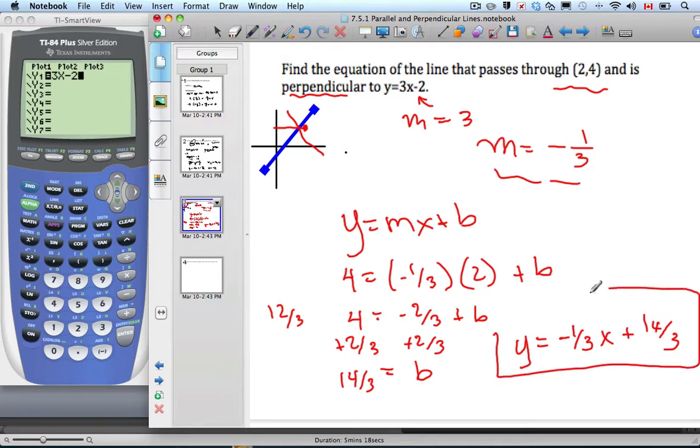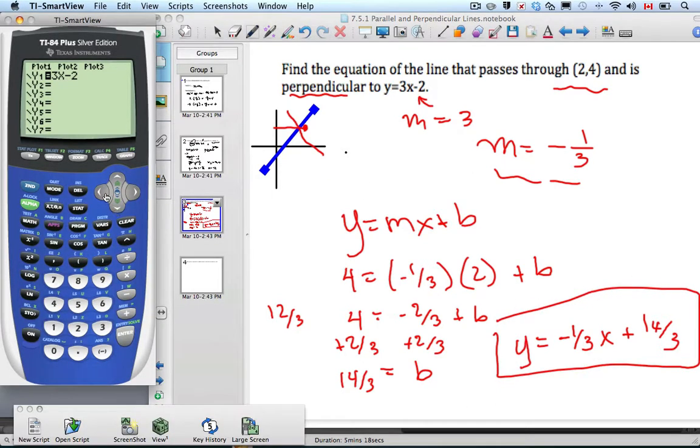Okay, let's check that in our calculator. There's our original equation. We put in our new equation, -1/3 x + 14/3, and graph. There we go, they are perpendicular. One of the things you should realize is that in your calculator it may not look perpendicular. We zoomed to number 5, which is square, which makes everything look the shape it's supposed to be. That's a neat little trick to see things in the right proportions. Good tip.